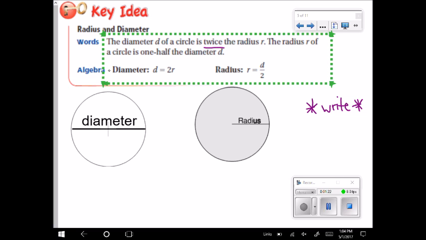So it shows you some algebra. The diameter here is d equals 2r because the diameter is twice the radius. And then the radius could be equal to d over 2, or d divided by 2, because the radius is half of the diameter. So that is good to know just in case it gives us one or the other and we have to work with the other one.